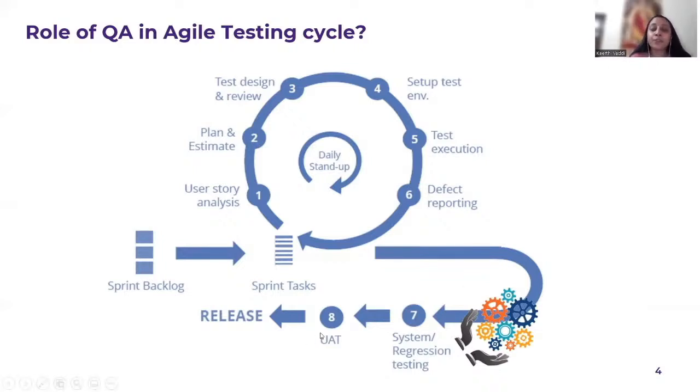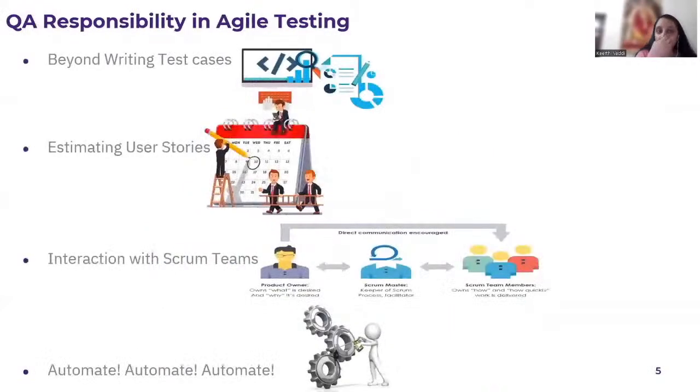In the UAT phase, the team will test the application from the user's perspective, how good the application is fit for the user. And then if no issues were identified, the release will happen with the approval from the QAs in the form of sign off. And here, as QAs are the gatekeepers for quality, without our sign off, the deployment should not happen to the live. And coming to the responsibilities of QA in Agile testing, most of us will be thinking QAs are just for writing test cases and execution, but that's the wrong perspective.